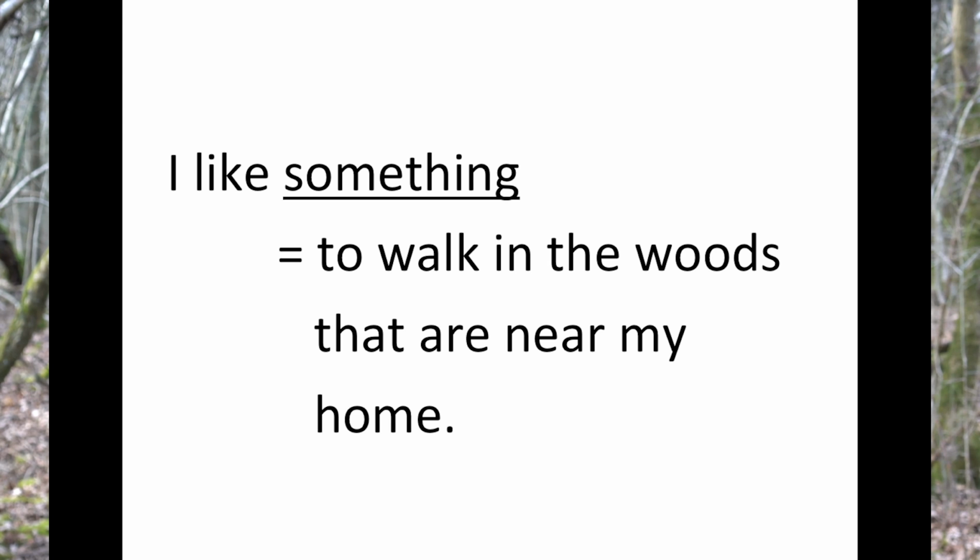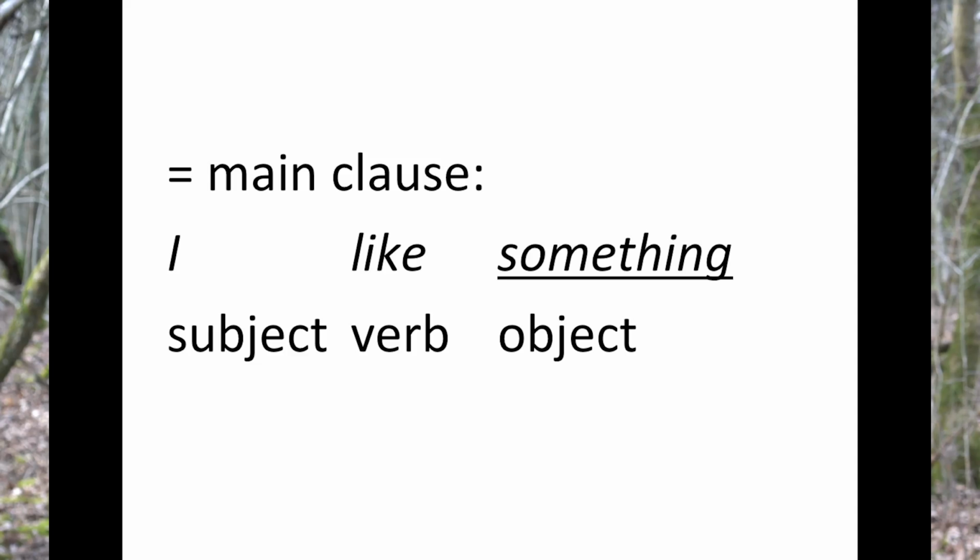I like something. I like to walk in the woods that are near my home. This is actually the main clause, consisting of a verb like and the subject I and the object that is pretty long. Now, this main clause, I like something, is actually really interesting because the something, the object, is a clause in its own right. It's actually a clause and a clause within that clause. So it's a lot of complexity there.